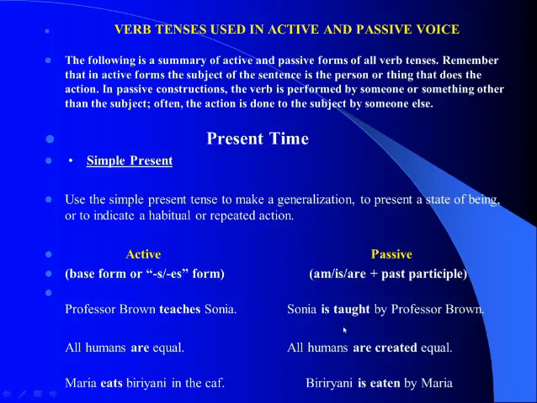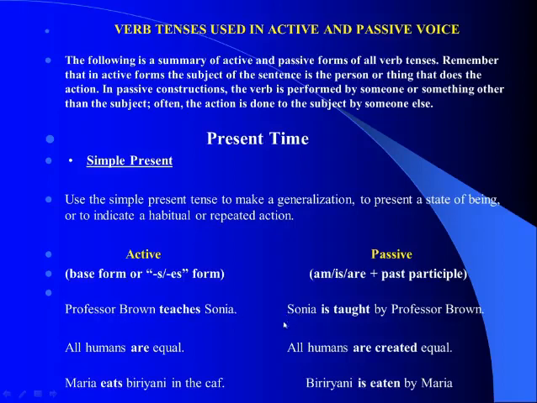What difference have you seen here? Look at the sentence once again. Professor Brown teaches Sonia. Sonia is taught by Professor Brown. Let me tell you, the first difference is this. Who is the subject here? Professor Brown. Brown is the subject. What has he done? He is teaching. He has taught whom? He has taught Sonia. So Professor Brown is teaching Sonia.